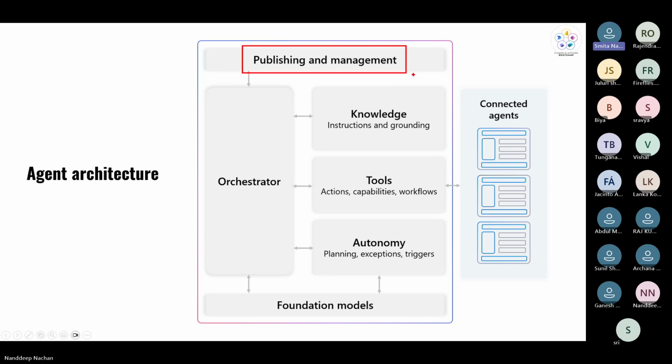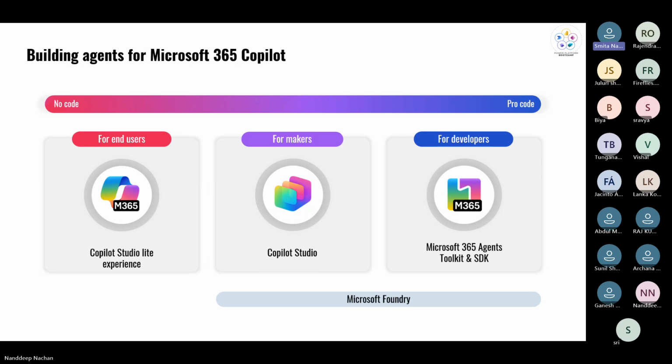So, agents can also connect with other agents, enabling collaboration and more complex scenarios. So, the key takeaway is that an agent is not just a prompt, it's a structured system made of orchestration, knowledge, tools, and models, all managed and secured as a complete solution. So now let's see how we can build this agent for Microsoft 365 Copilot.